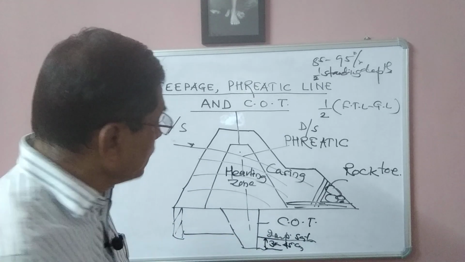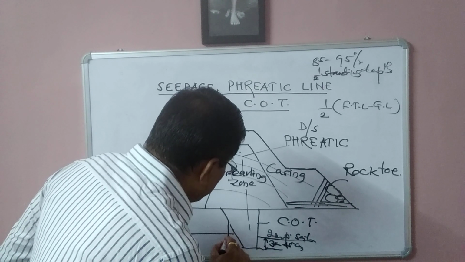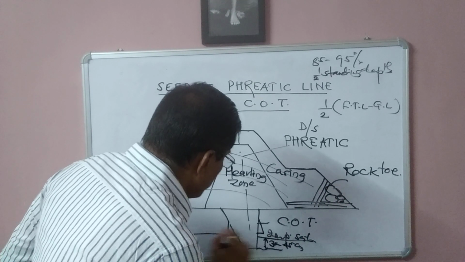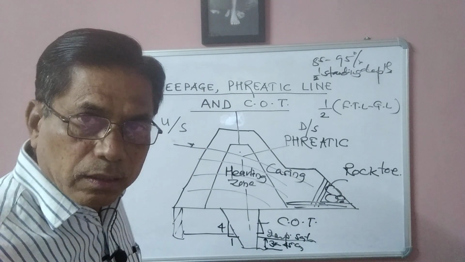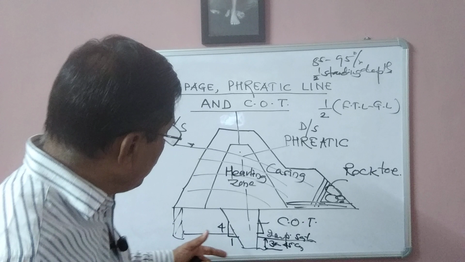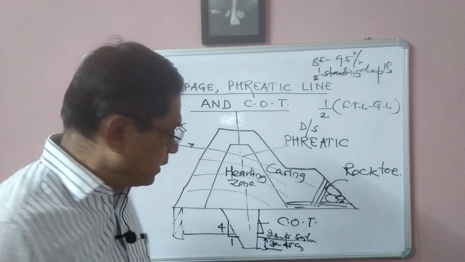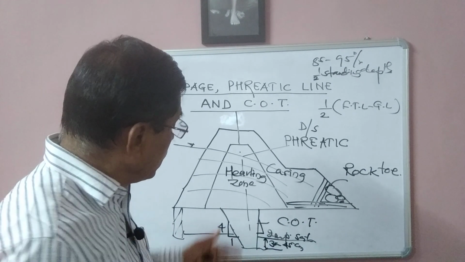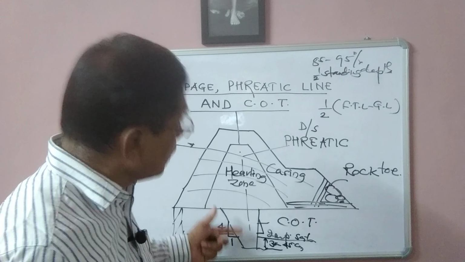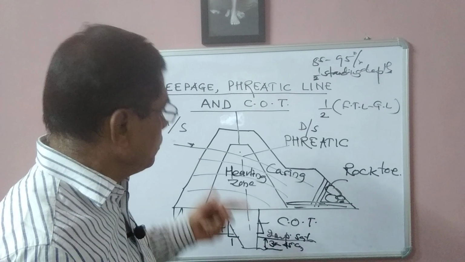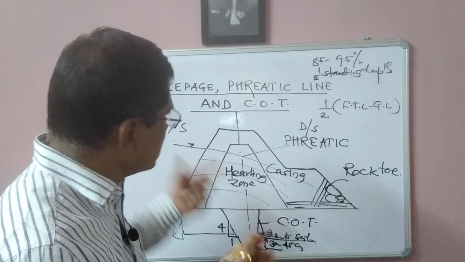So for the COT, the side slopes of the COT may be taken as 4 vertical to 1 horizontal. Right? So this is about the cutoff trench. So let us summarize.